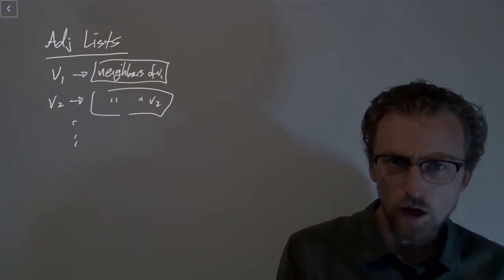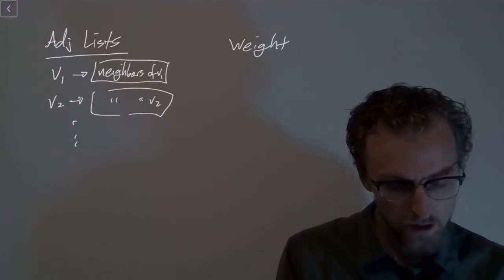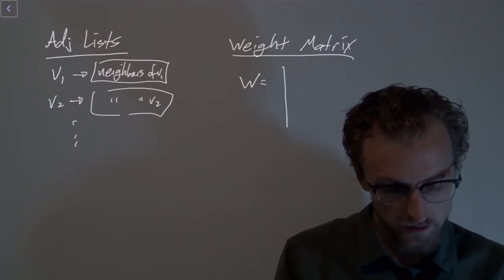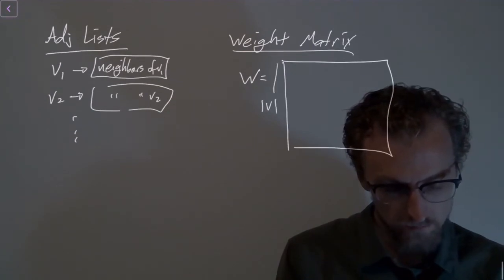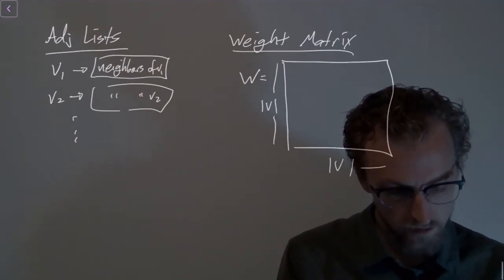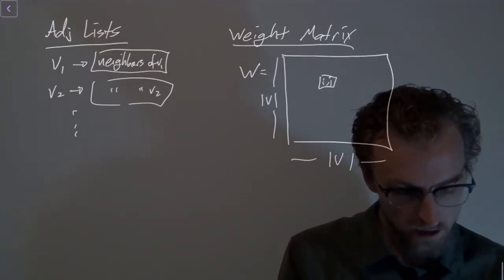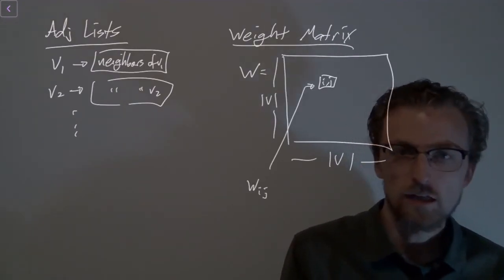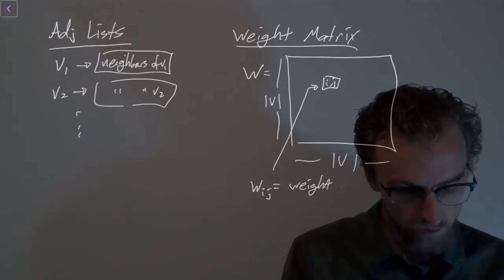The alternative, and for this problem it's called something slightly different, is called a weight matrix. The alternative is to encode the whole thing as a matrix. A weight matrix looks like this; I'll just draw it as a grid. It has exactly v rows and exactly v columns. What does a cell mean? Let's call this cell ij. This cell right here contains the weight of the edge that connects node i to node j. So this is the weight of edge ij.